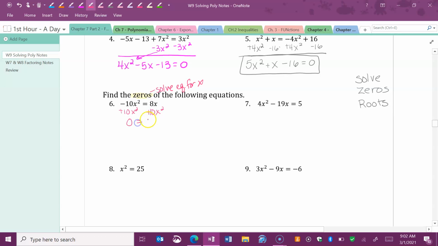So I get 0 equals 10x squared plus 8x. So that was check mark number 1. Is it set equal to 0? Yep. Check mark number 2: is it factored? And it's definitely not factored yet.